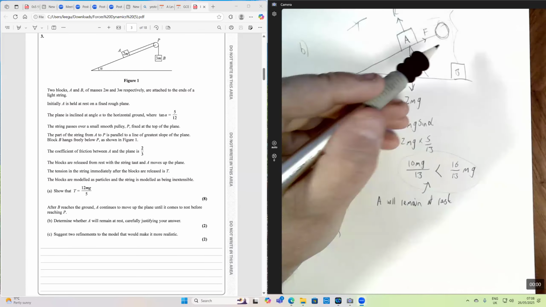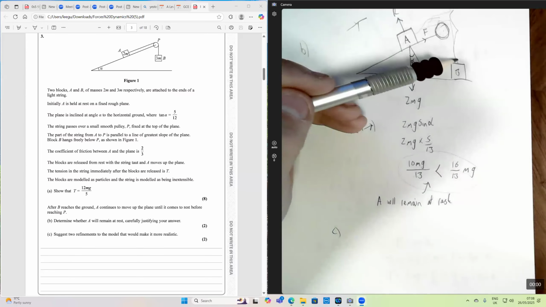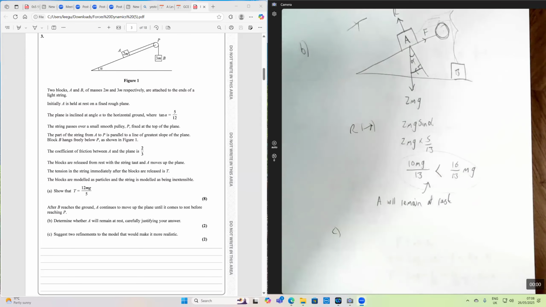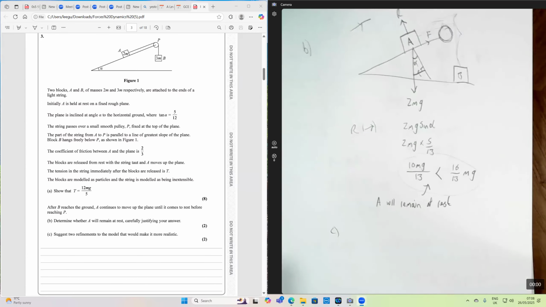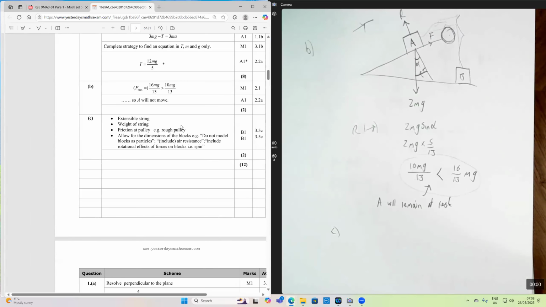So we could model having friction at the pulley. We could say that the string might not be inextensible. We could say that the string might have mass, and we can say that A and B might not be modeled as particles. And any one of those would be perfectly acceptable. And if we bring across our solutions, you can see some of those modeling assumptions are written there.